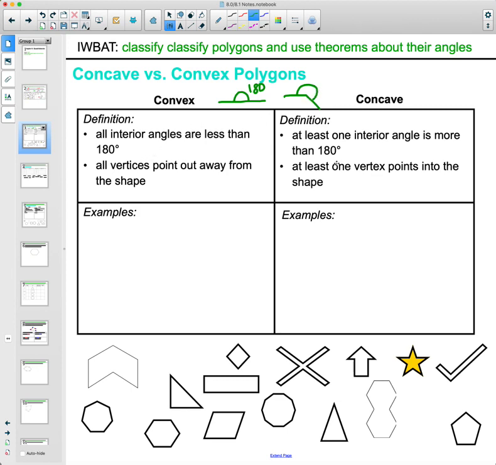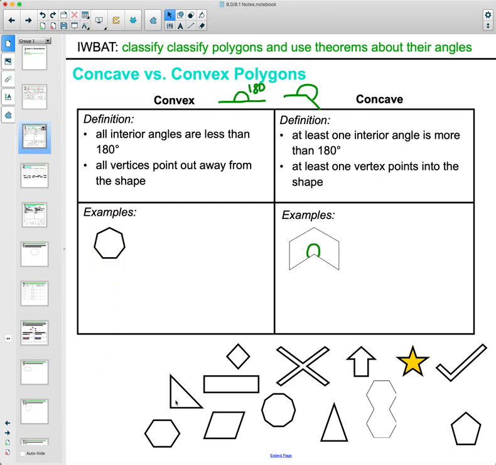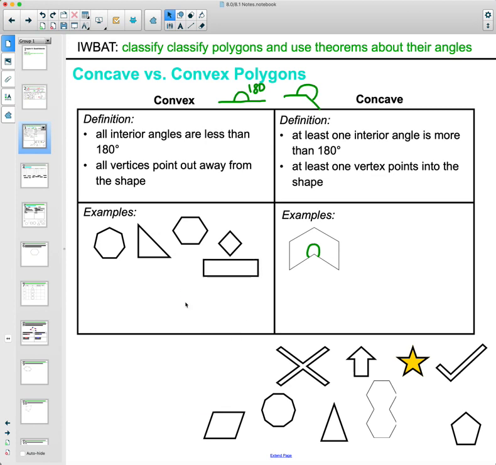That will happen in a concave polygon. Also in a convex polygon, all of the vertices point out of the shape, versus in a concave polygon, it looks like one is caving inwards toward the shape. Caving in would be something like this. Notice that you see that angle in here that's more than 180 degrees. All of these ones are pointing outward. There's nothing caving in in any of these. So these are all convex. These two are convex.